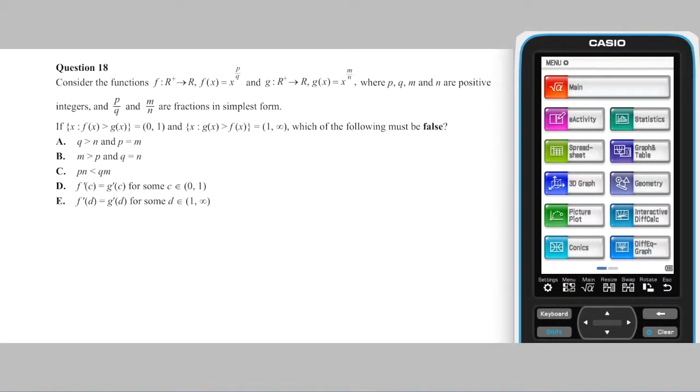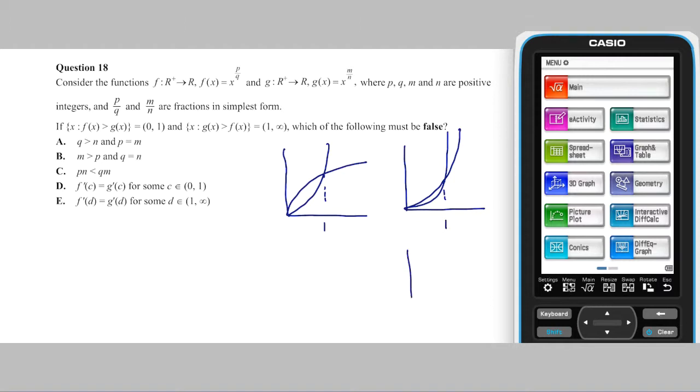Question 18. The functions f and g are power functions. As such, they might be something like this: x squared and x to the half, or something equivalent, intersecting at the point 1. Alternatively, there could be two functions like x squared and x cubed, which will also intersect at 1. Or finally, it might be something like x to the half and x to the 1/3, and they will also intersect when x equals 1.